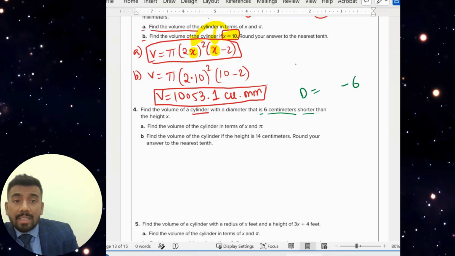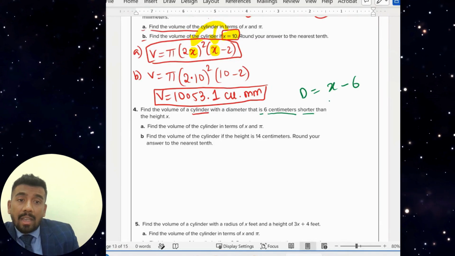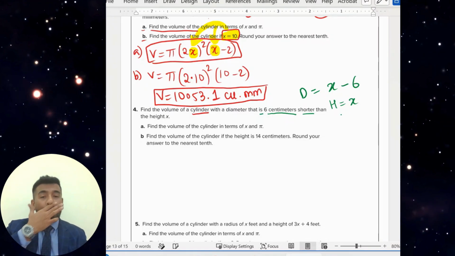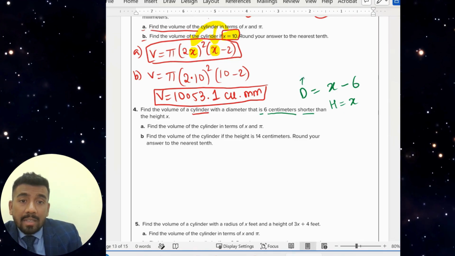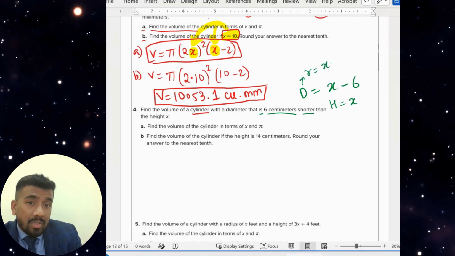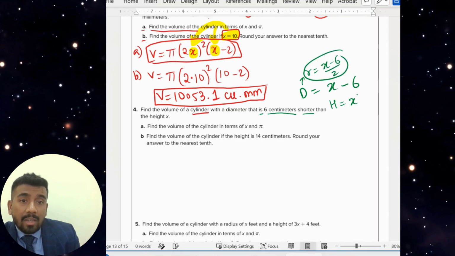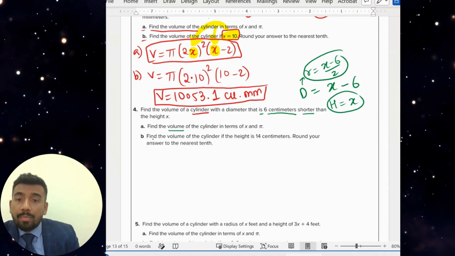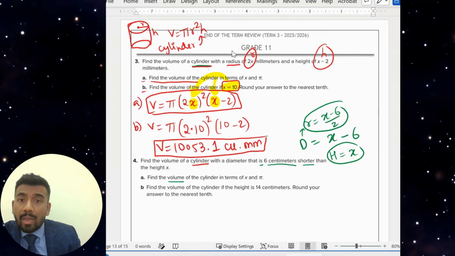And what is the height? x. So what's the diameter? x minus 6. And the height is x. If the diameter is x minus 6, what will be the radius? Half of the diameter, right? So (x minus 6) over 2. So you have the radius, you have the height. Put it in the volume. What's the volume? Pi r square h.